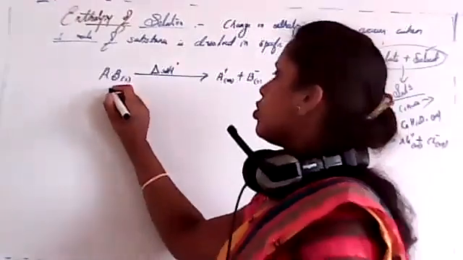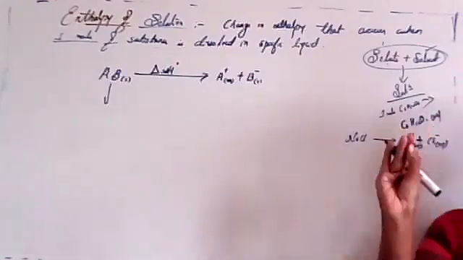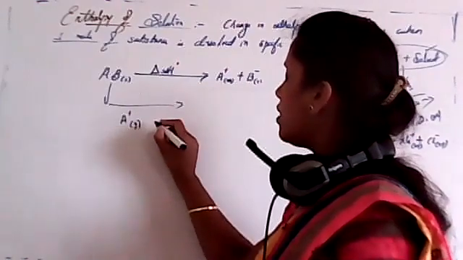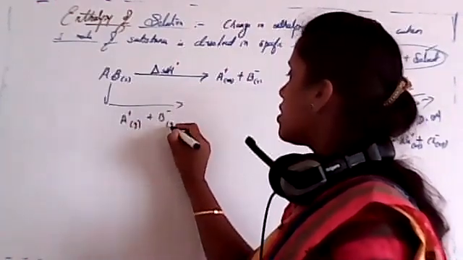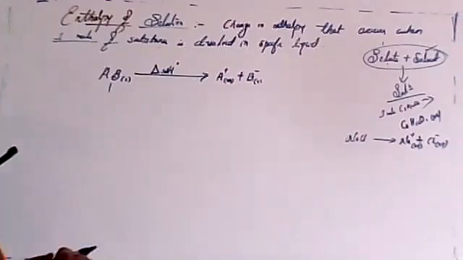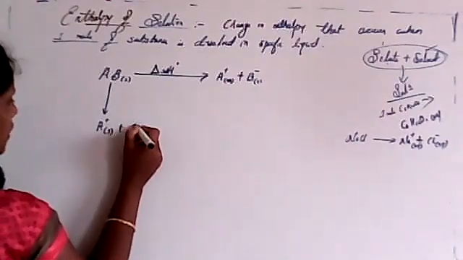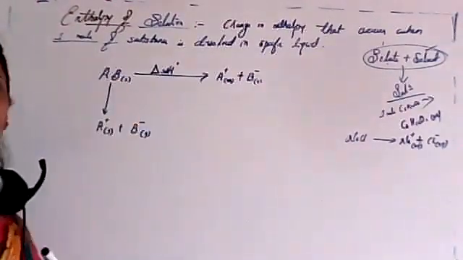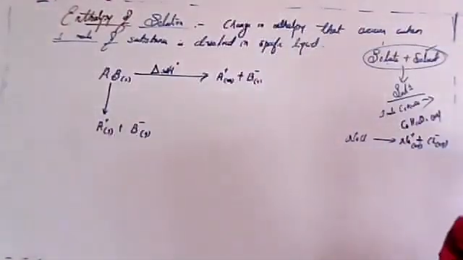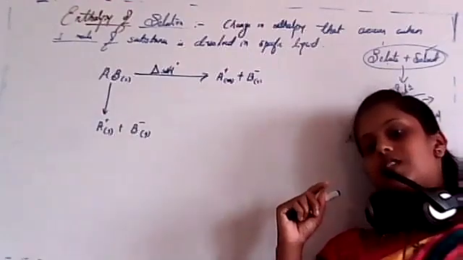Now the question, students: AB solid converts into A plus in the gaseous state and B minus in the gaseous state. Which process is this? Sublimation it is. We use one term in this case, which we already discussed in our last chapter.